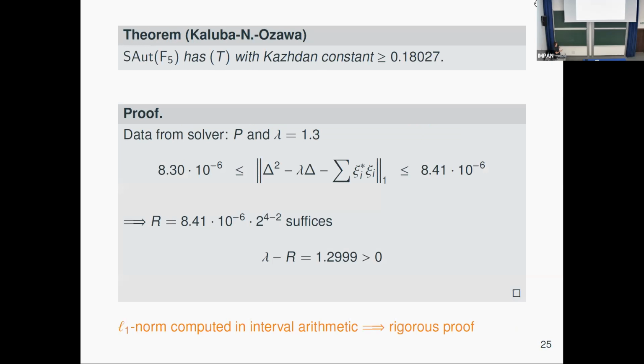Okay, so this is actually how it worked. So data from the solver was the matrix P, lambda was 1.3. Here was the estimate on the L1 norm. And it's important, I didn't mention this before, but it is important that the L1 norm here is computed in interval arithmetic. Okay, so this is what gives a rigorous proof here. So basically this epsilon that we need to choose, or this R that we need to choose, is 1.2, sufficiently small that we easily get a positive constant where we need it. Okay, so this is this process. I think Marek will explain in more detail in his talk.